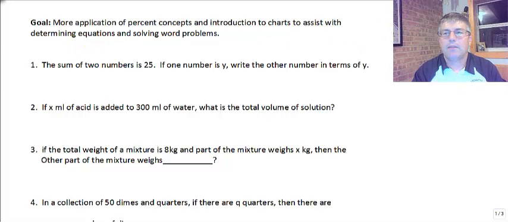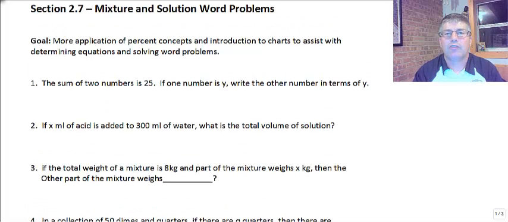Welcome back. In this video, we're going to talk about mixture and solution word problems and extend our application and understanding and use of percents. So our goal here is essentially to have more application of percent concepts and an introduction to charts that assist in determining equations and solving word problems. So we're going to start using charts to help us formulate our equation and determine our unknown, which will help us solve our word problems.